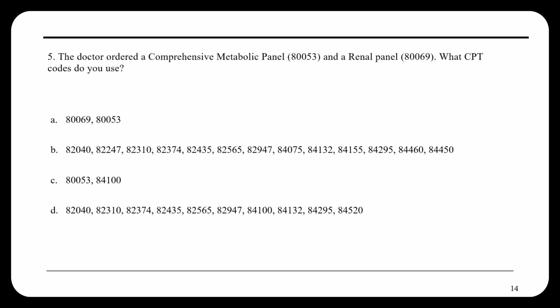All right, here, the doctor ordered a comprehensive metabolic panel, 80053, and a renal panel, 80069. What CPT codes do you use? Well, I can tell you that you are not going to just use the code for the comprehensive metabolic panel and a renal panel. There could be tests that overlap, and there are. So let me bring it over to the next page here. We're seeing the comprehensive metabolic panel and renal panel. I'm bringing this up purposely like this one here, just to show you.